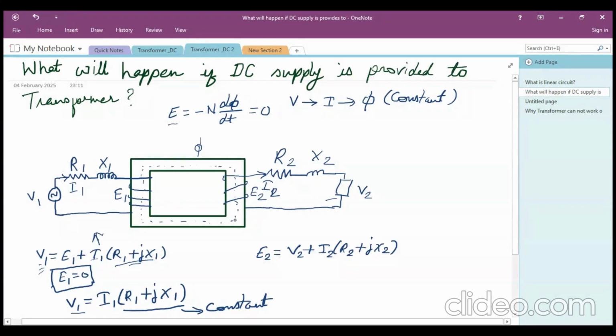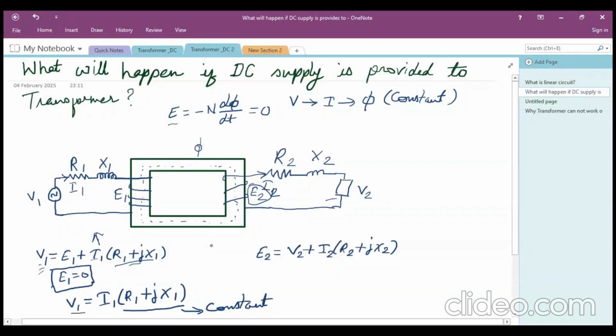So consequently, we can say that if we provide DC supply to the transformer, we will not get power at the secondary side because E2 will be 0, and also the primary winding may get burned because a high amount of primary current will start to flow in the primary winding.